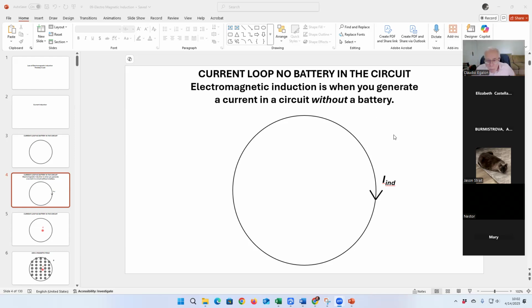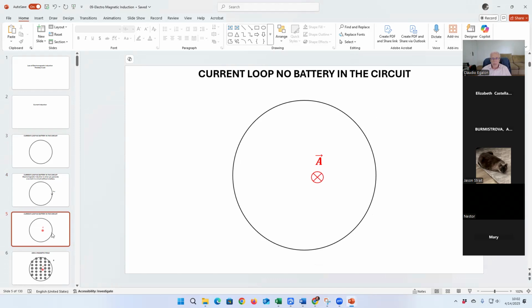You can induce a current in a circuit if you expose the circuit to a magnetic field. What I have right in here is the area vector of this circuit. The plane of the circuit coincides with the plane of my screen, and I am arbitrarily stating that the area vector of this circuit is into the screen.